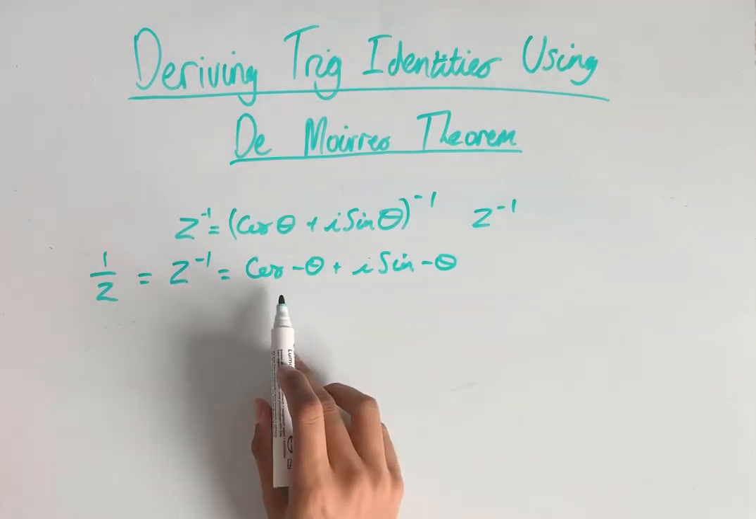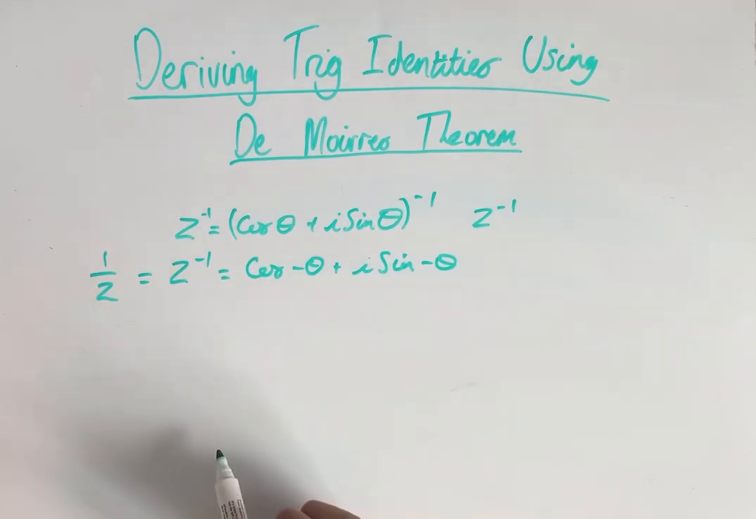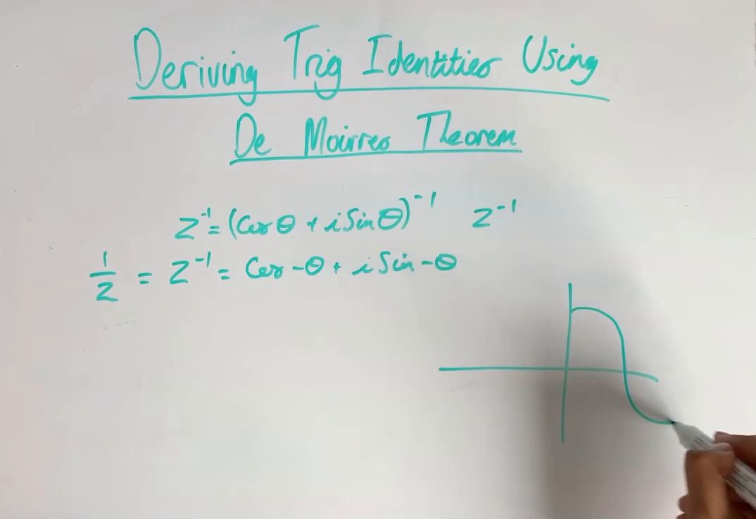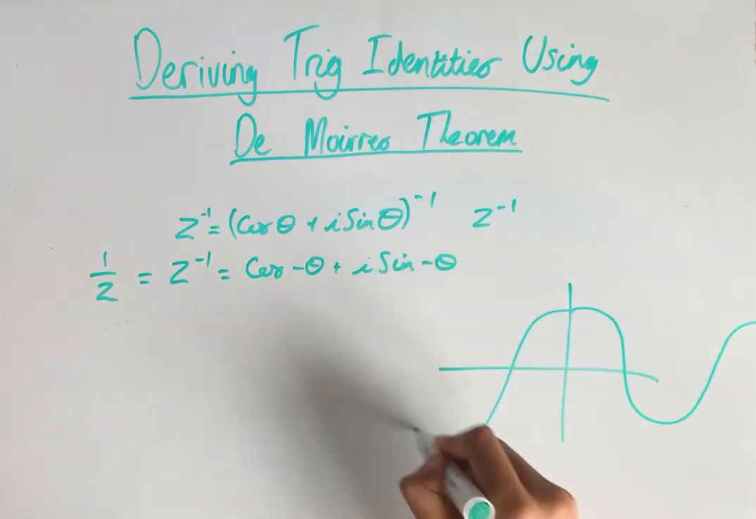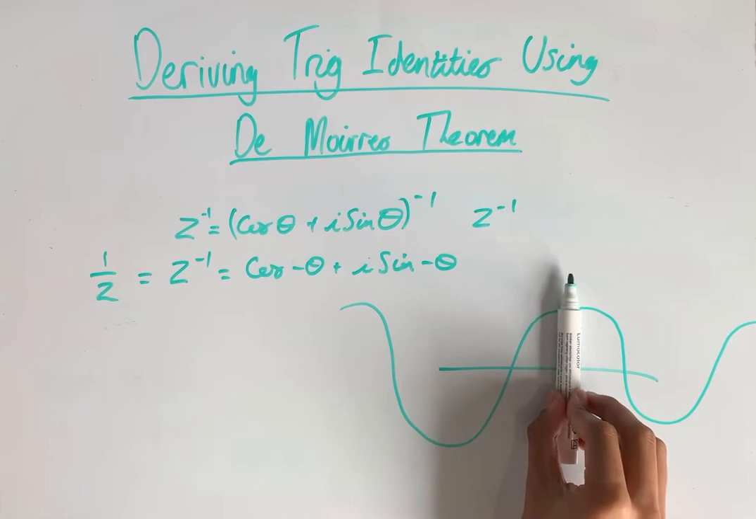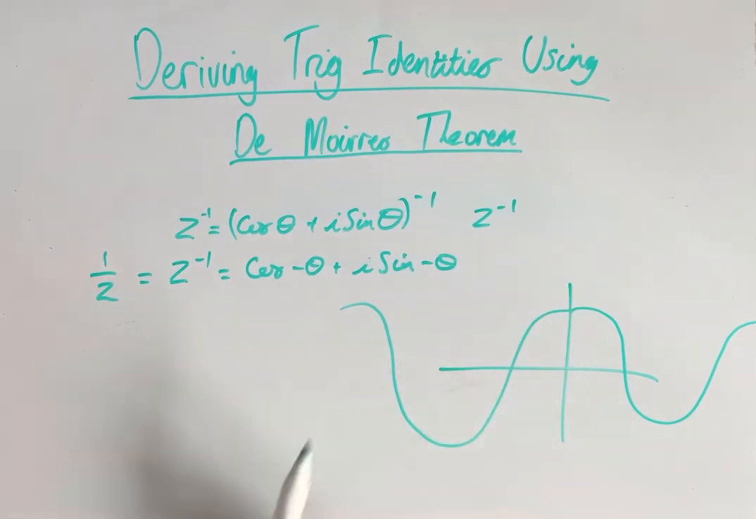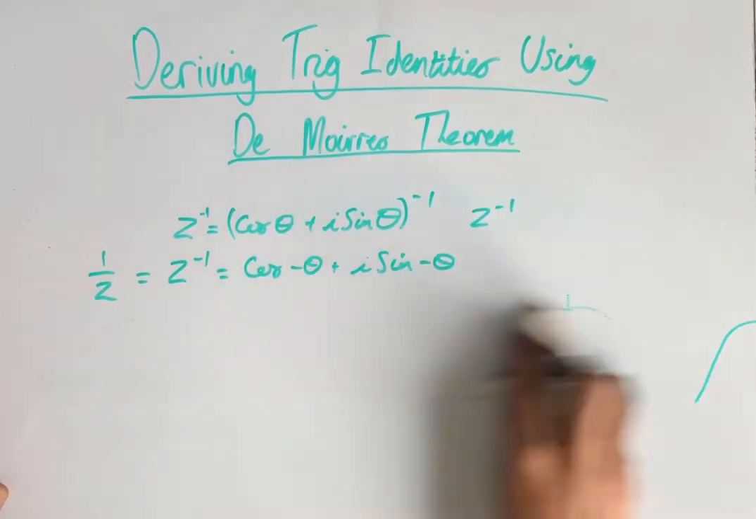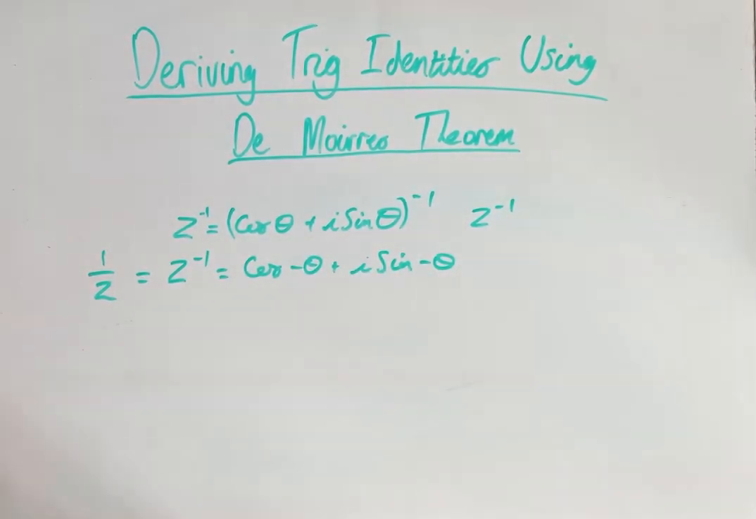Now, cos is something called an even function, which means cos of minus theta is equal to cos of theta. Because if you look at the graph, it's symmetrical in the y-axis, which means whether it's positive or negative, it has the same answer. So it means that cos of minus theta just turns into cos theta.